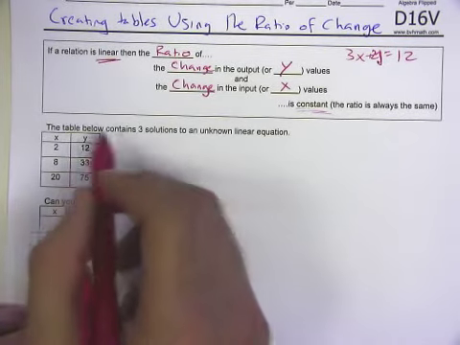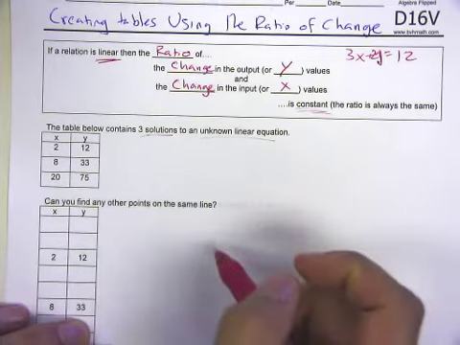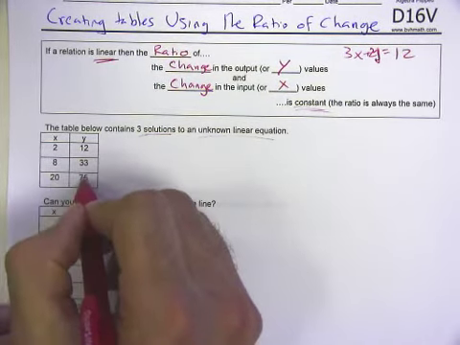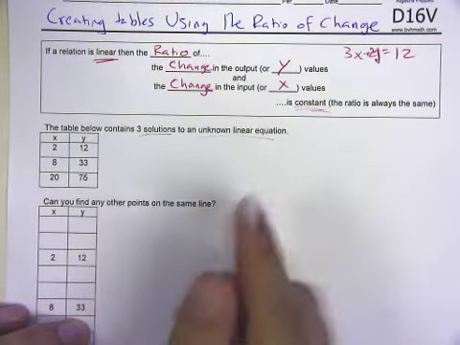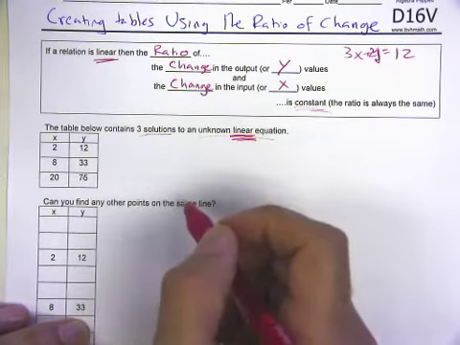So here we have a table, and what it tells us is that the table below contains three solutions to an unknown linear equation. So what that means is each of these pairs is a solution to some equation. We don't know what the equation is, but we do know that the equation is linear, meaning that that ratio of change is always the same.